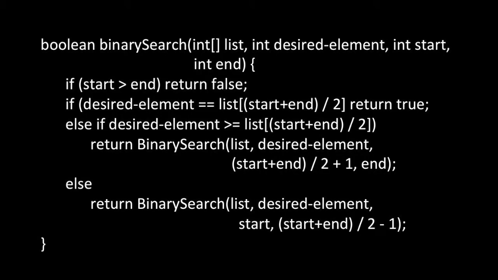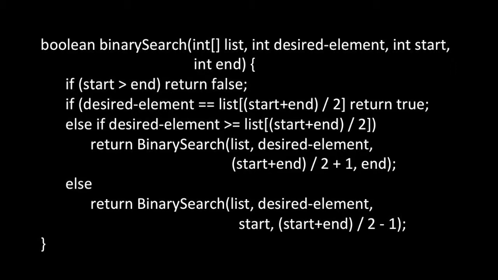With that insight, I can now write a program in Java for binary search that takes the recursive approach. The method is called binary search and it returns the Boolean value true or false. It takes the array of integers, the desired element, our start index, and end index.